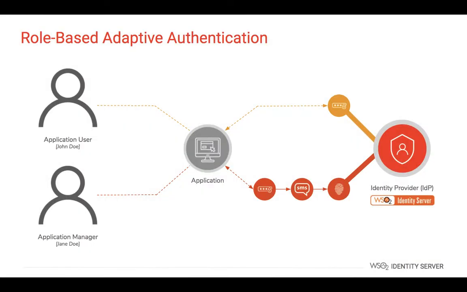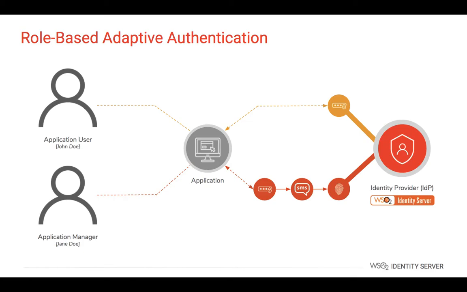In role-based adaptive authentication, the number of authentication steps the user has to experience is determined by the user role assigned to the user. For example, a user in a managerial position will have access to sensitive data. To prevent unauthorized access to such data, the enterprise can add additional authentication steps that an ordinary application user would not have to experience.